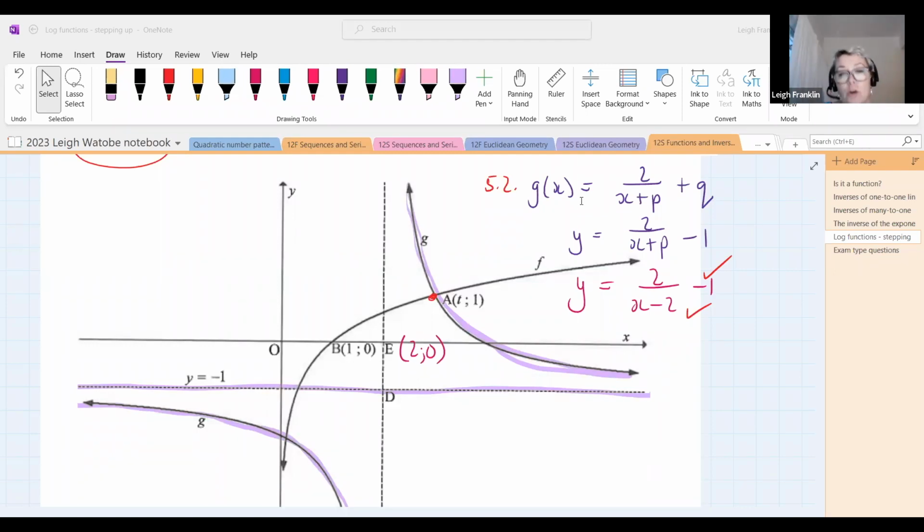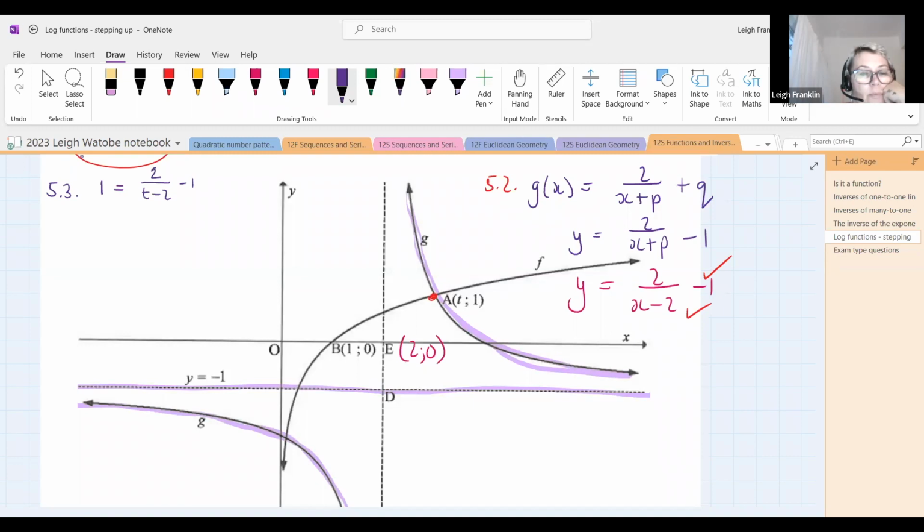Sub into g. Sure. So if we subbed into g, what would you write if you were subbing into g? Can you tell me what you'd write? Okay, ma'am, I'll write t. No, wait. Yeah, I'm going to write 1 is equal to... Good. Keep going. You're doing perfectly. 1 is equal to 2 over t minus 2, minus 1. Lovely. Perfect. And then how would you solve for t from here?